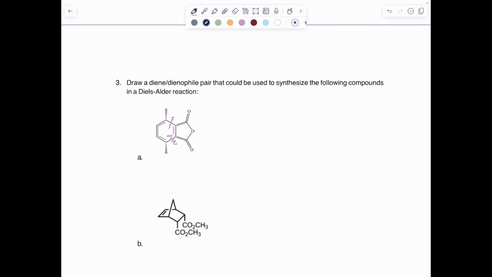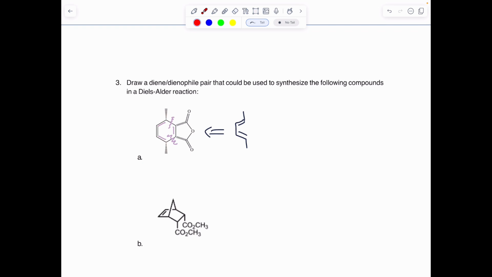So to draw those out, I'm going to do kind of a retrosynthesis arrow because we're showing that this product was made from the following reactants. And now we basically just need to redraw what is on each side of the broken bonds. So the dienophile would have looked something like this. And again, that's from here.